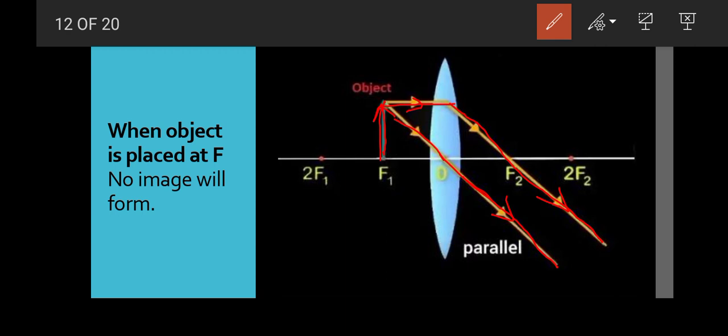So from these two, now as the object is placed at f, you cannot draw the third ray because we have to draw that third ray passing from the focal point. So here focal point is not available because the object is lying over there. So you can see that both of these light rays are now parallel to each other. They will not meet on any side of the lens. So we can say that as the light rays are not converging, no image will be formed here.